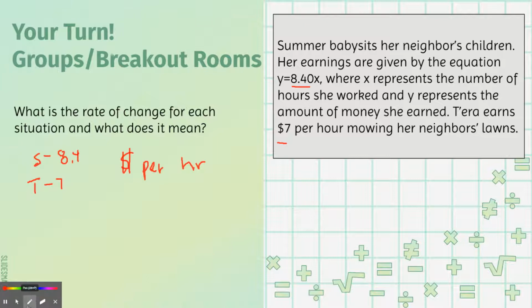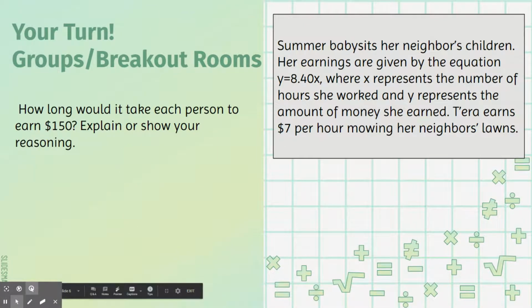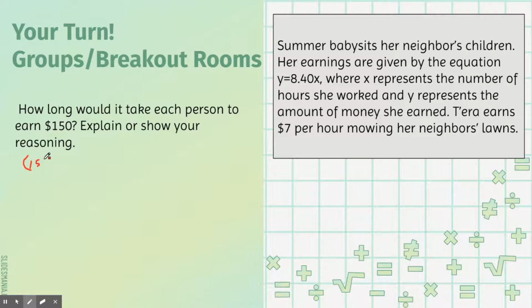All right, that one was pretty easy. Let's move on to my next one. How long is it going to take each person to make $150? To find that out, I'm going to have to plug in 150 for y. So 150 equals 8.4x for Summer, and 150 equals 7x for Tiara.